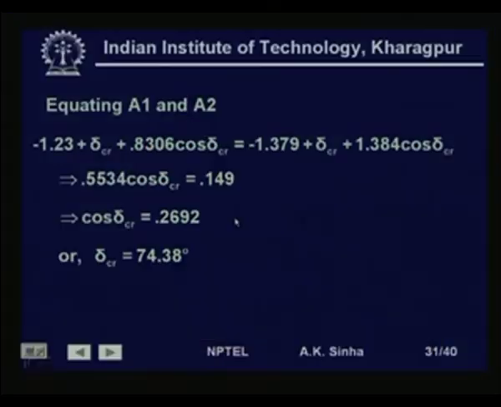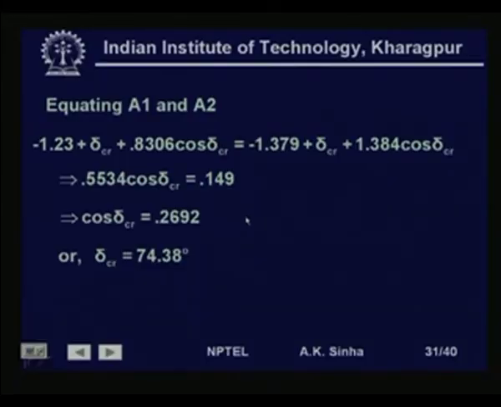In the next lesson, we will talk about the numerical integration of swing equations and how we use it for multi-machine system stability analysis. Thank you.